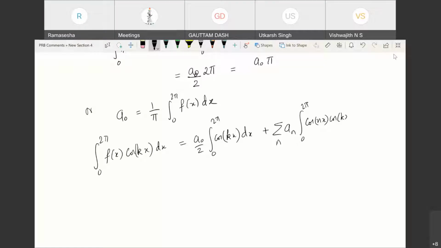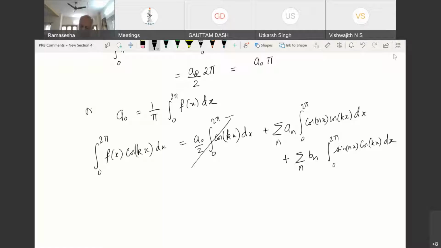So what we have known is that cosine kx is orthogonal to constant, so this goes to 0, and this also goes to 0 because sine nx and cosine kx are orthogonal, and this gives me sigma over n an times pi into delta nk, or a k pi, which is equal to integral 0 to 2 pi of f of x cosine kx dx.